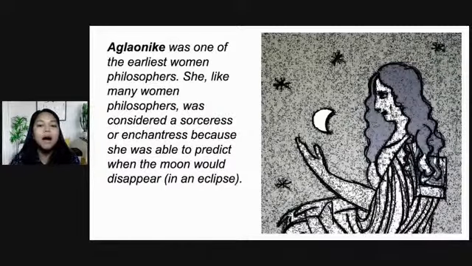So just like Agloniki, many women philosophers were considered sorceress or enchantress. So the reason for her case is that she was able to predict eclipses. So letter A po yung ating choice for that question.